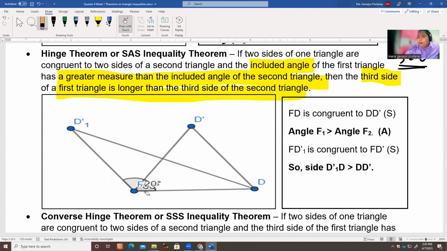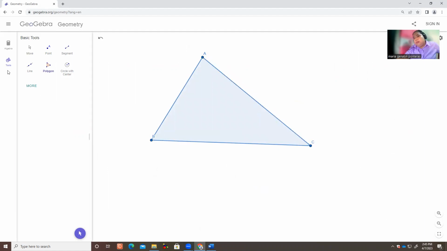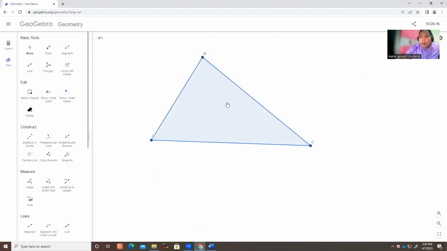So ang gusto lang niya sabihin, if the first included angle F is greater dun sa second included angle F, ibig sabihin, yung third side of this one is also greater than the third side of another triangle. So, para mas magets nyo siya, gawa tayo ng triangle dito. So, this is GeoGebra geometry. So, we're going to duplicate the triangle para hindi tayo mahirapan.